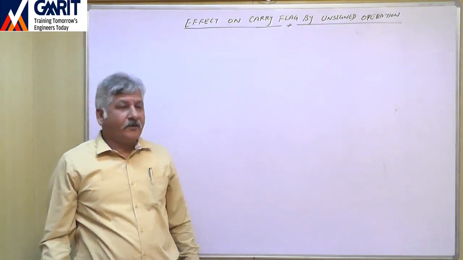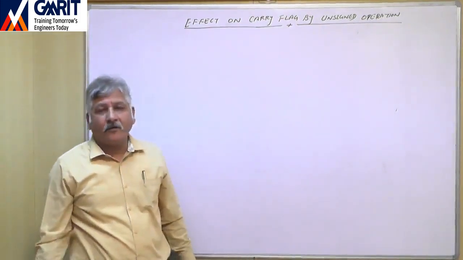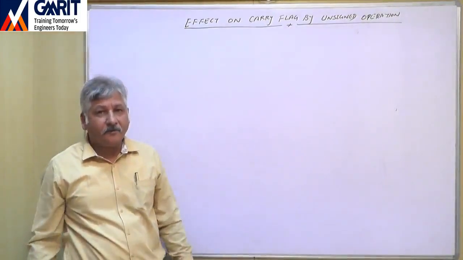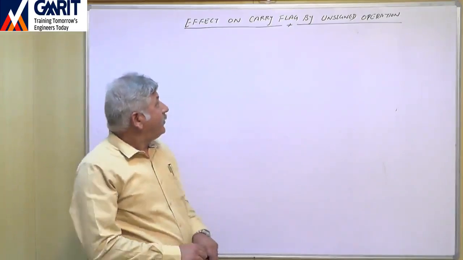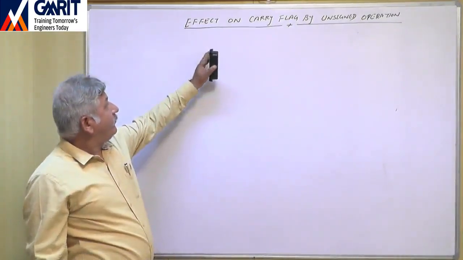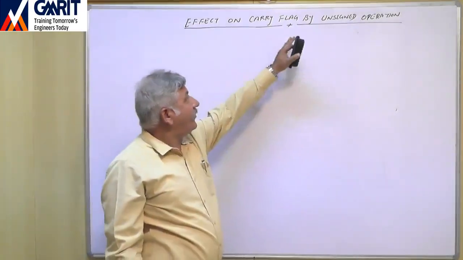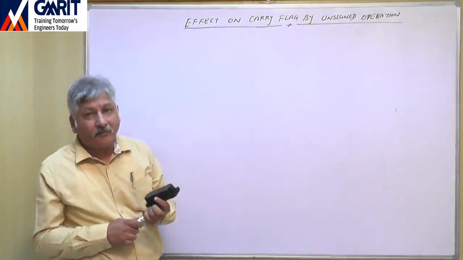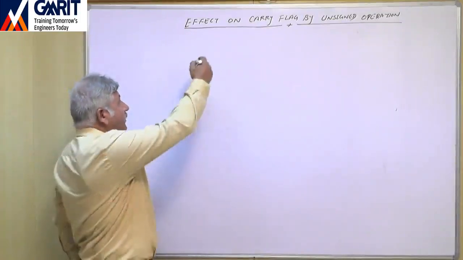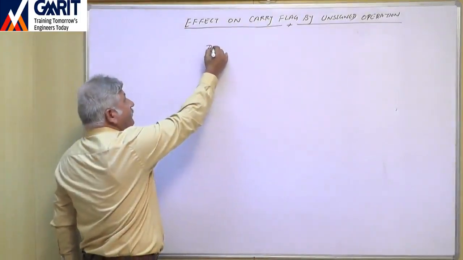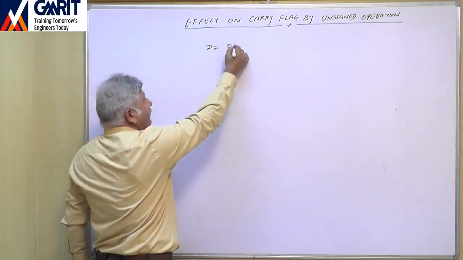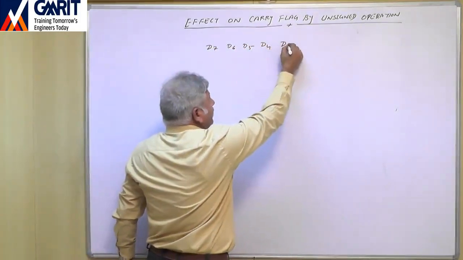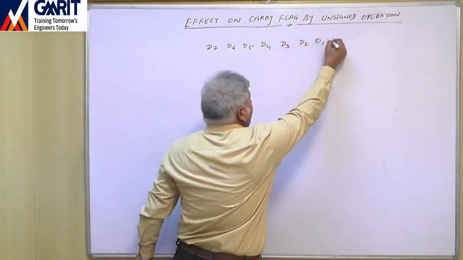So in the last lecture we discussed the representation of signed and unsigned numbers in an 8-bit number system. Today we will discuss the effect on the carry flag when we are performing arithmetic operations on unsigned numbers. So we know that for an 8-bit unsigned number, these are the bits D7, D6, D5, D4, D3, D2, D1, D0.